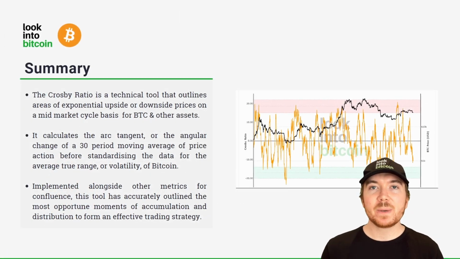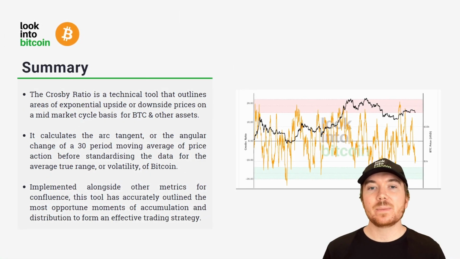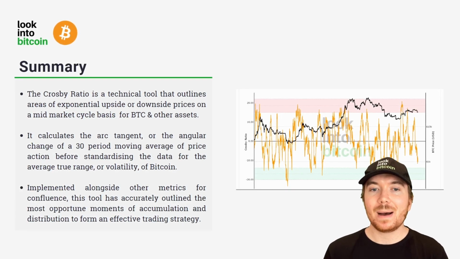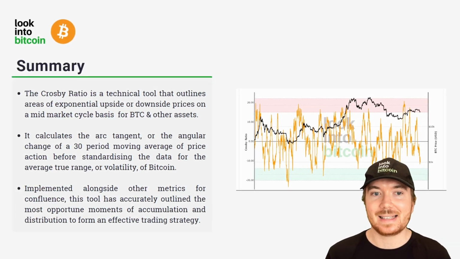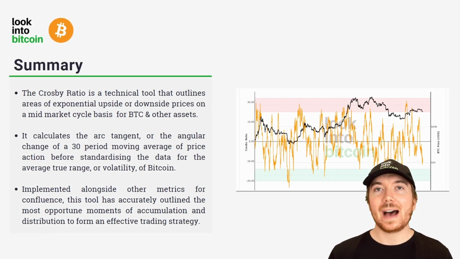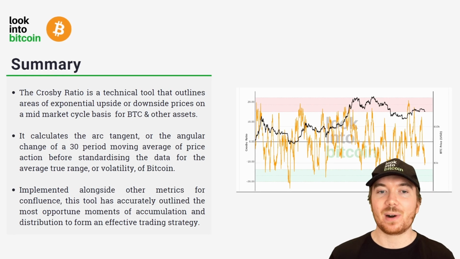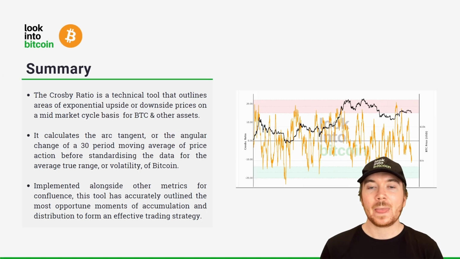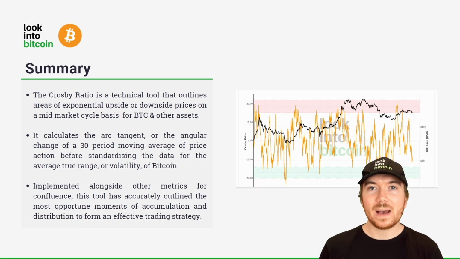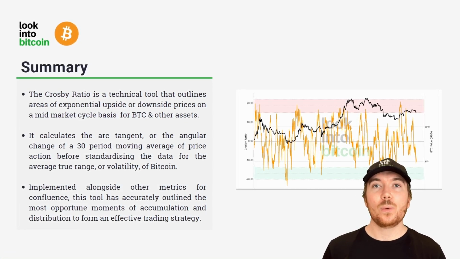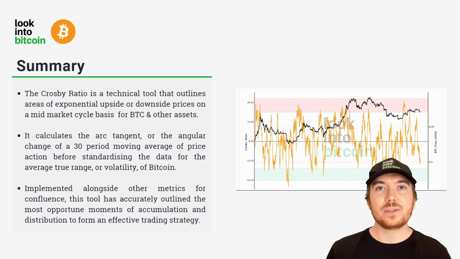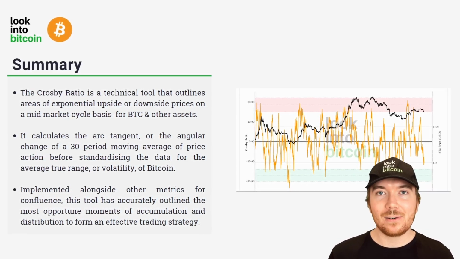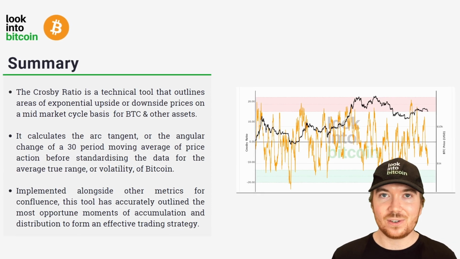So just to summarize, the Crosby Ratio is a technical tool that outlines areas of exponential upside or downside prices on a mid-market cycle basis for both Bitcoin and other assets. It calculates the arc tangent, or the angular change, of a 30-period moving average of price action before standardizing the data for the average true range, or volatility, of Bitcoin. And implemented alongside other metrics for confluence, this tool has accurately outlined the most opportune moments of accumulation and distribution to form a very effective trading strategy. And like we saw when implemented as an indicator on TradingView and used on other assets and timeframes, this provides unparalleled performance and efficiency compared to all traditional trading indicators.